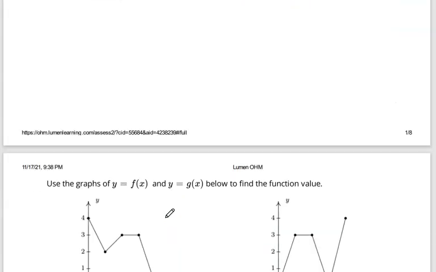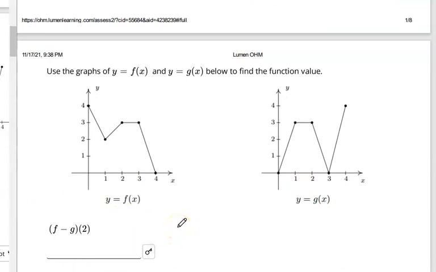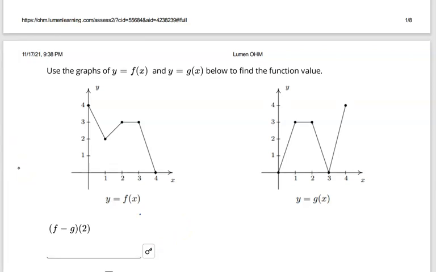Here we're going to find the answer from the graph. Well, we're doing the value of the function at 2, so let's find f of 2. F of 2, here's our 2 as our input, and our output is 3. F of 2 equals 3.